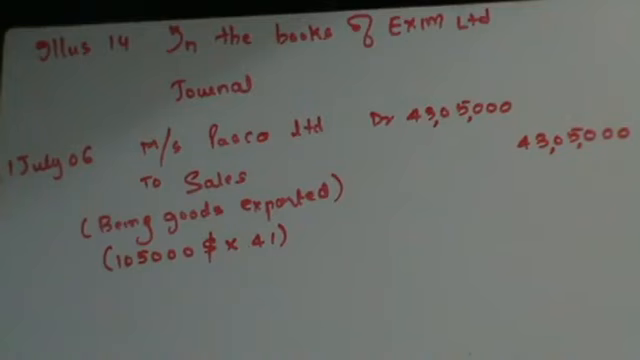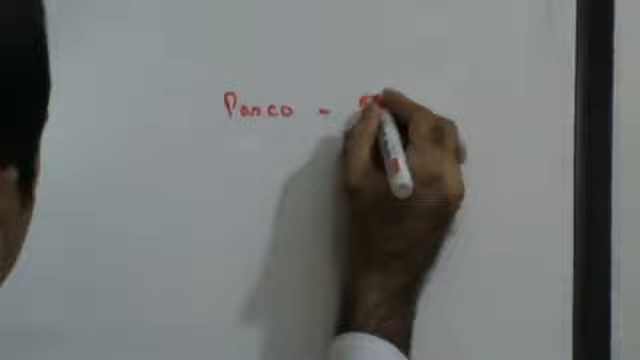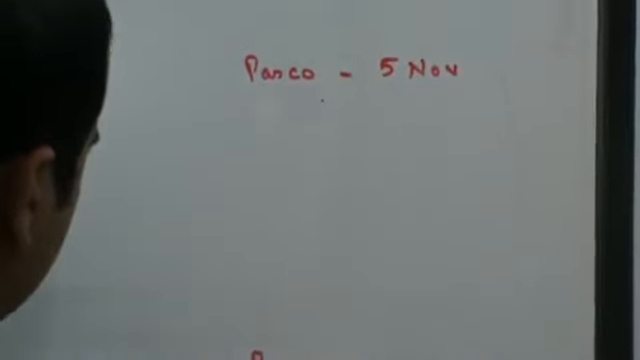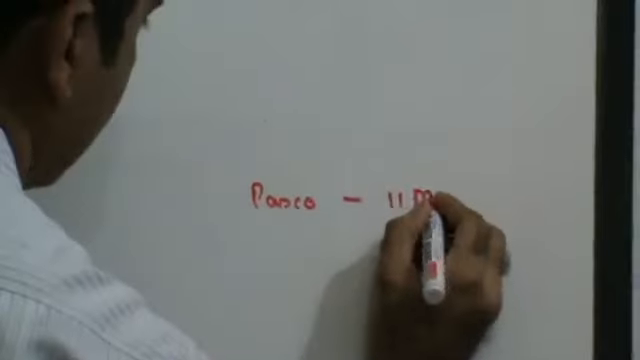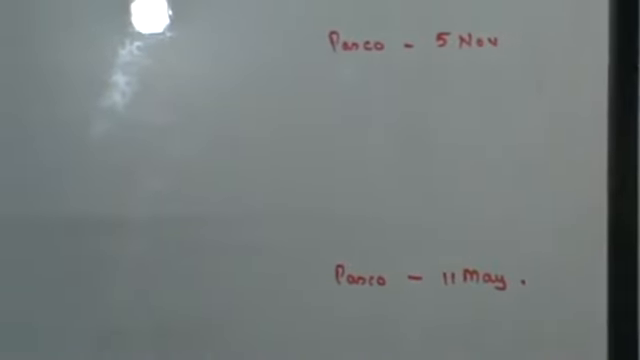Now, they are saying that the amount was realized on 5th November and on 11th May. Since I have to go in chronological order, we don't know which date will come first. So we'll make a rough work on the right hand side where we write the dates. I have a Pasco payment due on 5th November and another Pasco payment due on 11th May. I'm writing this in working notes so that I don't forget the dates. Next, let's move on ahead.